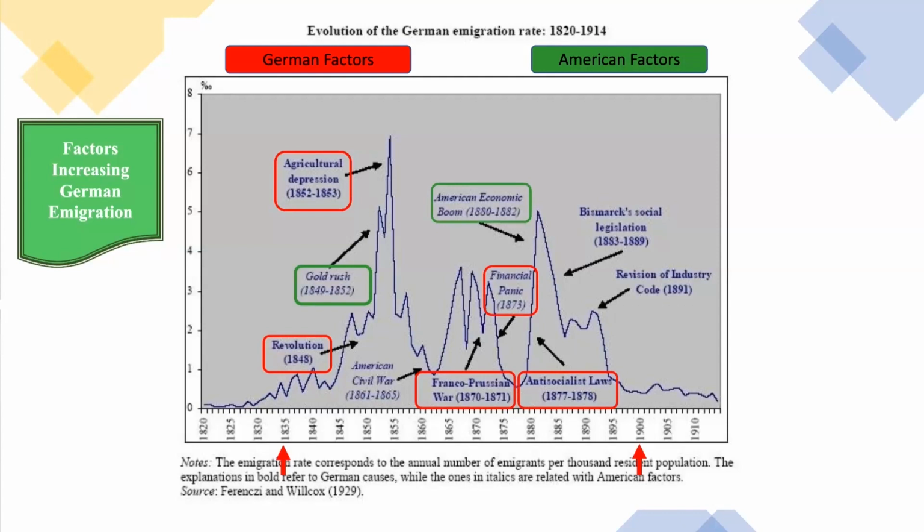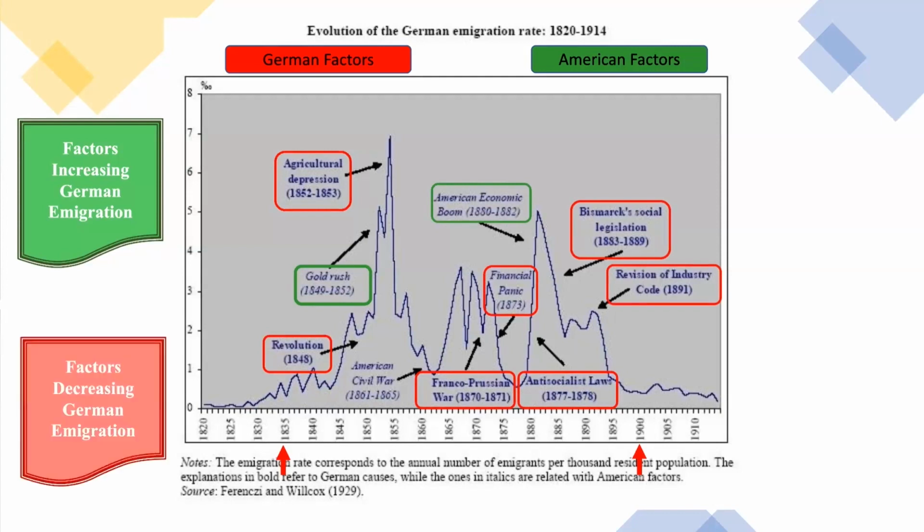1880 to 1882, American economic boom. 1883 to 1889, Bismarck's social legislation. And 1891, revision of the industry code. Factor in decreasing German immigration. There's only one factor that decreased German immigration to America, and that was the American Civil War that lasted from 1861 to 1865.